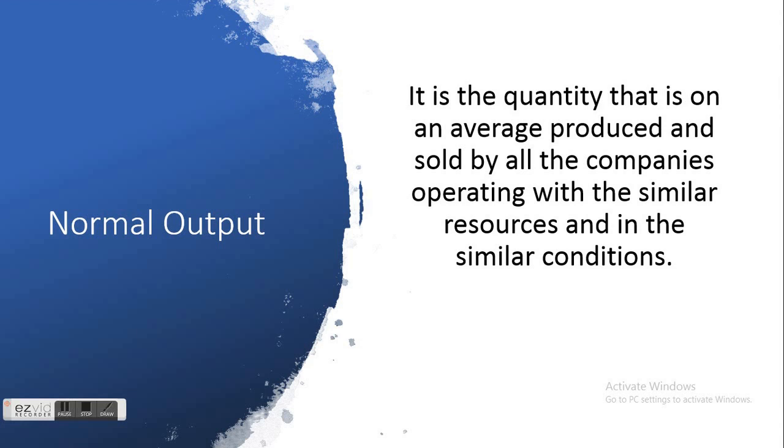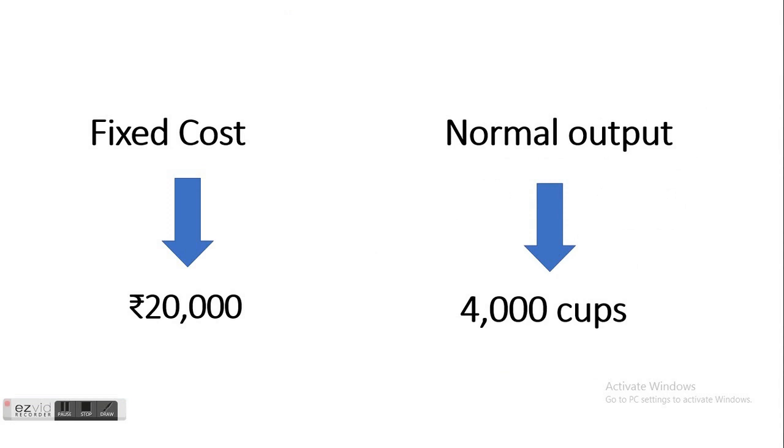Normal output is the quantity that is on an average produced and sold by all the companies operating with similar resources and in similar conditions. In the above example, it means that if the right cost and therefore the right price of the cup of tea has to be ascertained, it has to be known how many cups a similar tea stall owner in that area could have sold in 1 year. According to research, the average tea stall guy can sell 4,000 cups of tea every year with the same resources and in similar conditions.